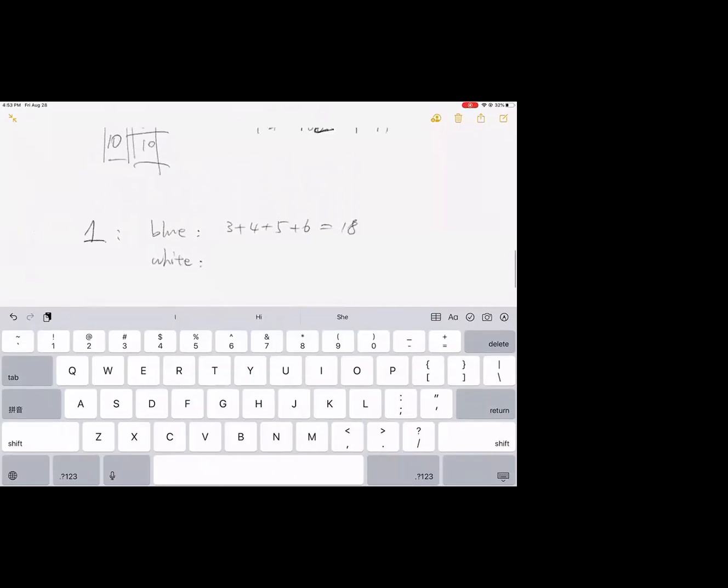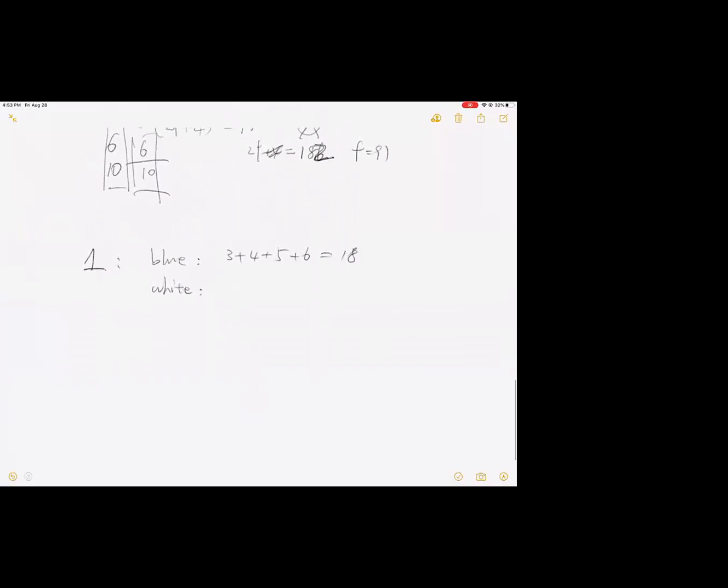Okay, anyway. So then for white, you have 3 plus 4 plus 5, which is 12. So here, now you have 30 triangles that are made of only one small triangle, right? Keep going.